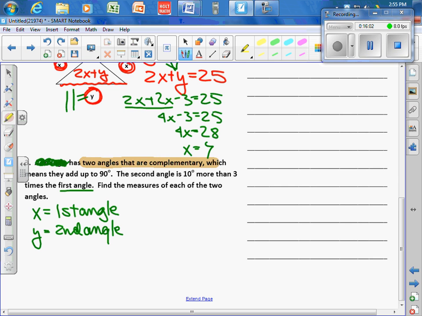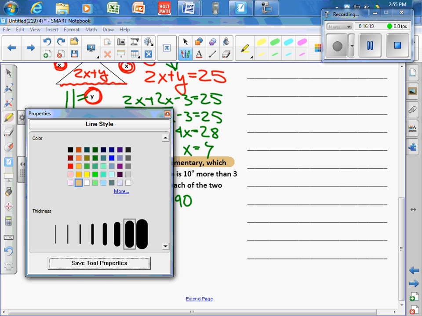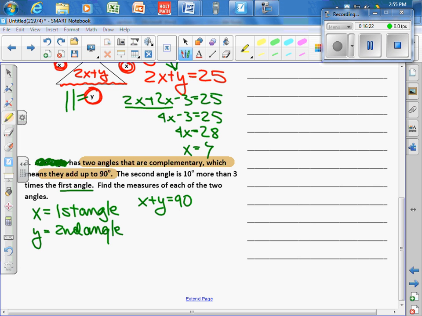Now, two angles are complementary if they add up to 90 degrees. These two angles add up to 90 degrees. That should tell you what one of the equations is automatically, and that would be x plus y equals 90. But then it says what? That the second angle is 10 more than 3 times the first. There's an equation there. That's our sentence. We need an equation from it.